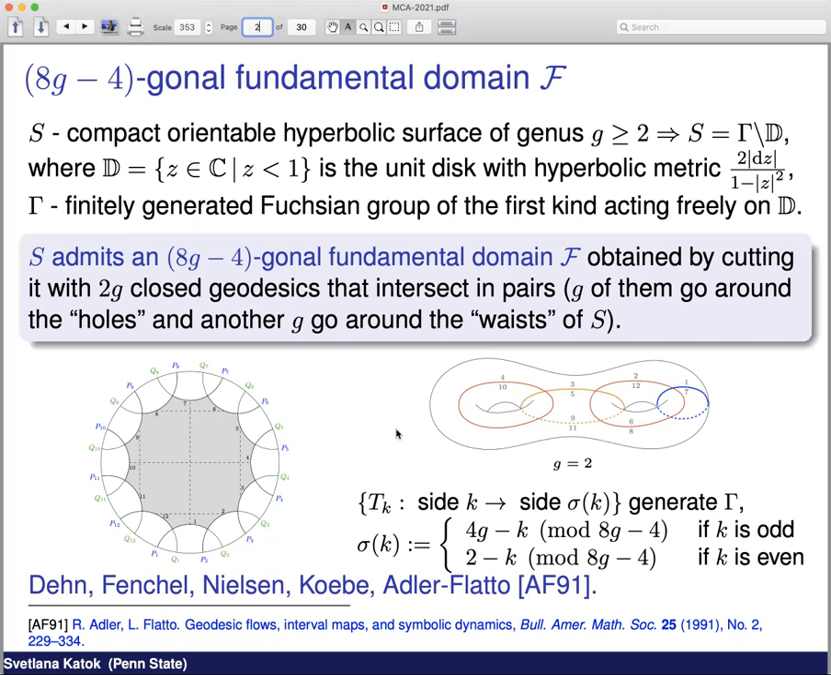So the sides are identified, side k and side sigma of k, and they generate the group. This is actually a quite old result, which goes back to Dehn, Fenchel, Nielsen, and Koebe, but it was particularly considered in this paper in the Bulletin in 1991 by Adler and Flatto.